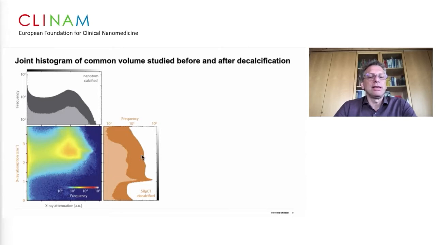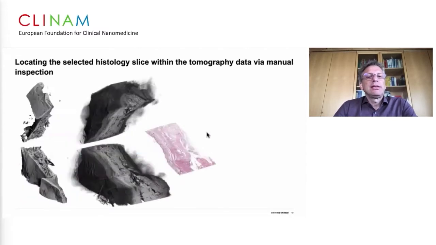The same you see for the decalcified tissues, where we see several peaks, so not just the peak of the bone and the peak that is related to the surrounding air, but you see more structures that are present there. Now, the slice I mentioned is this one. So this is an H&E stained slice.